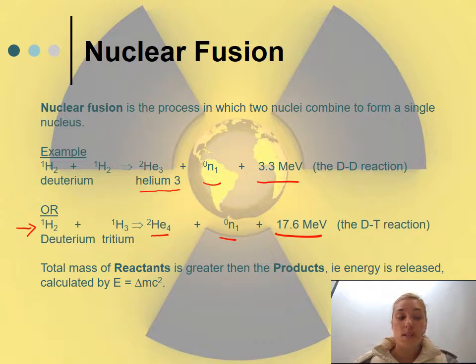So what you can see here is that there's a huge amount of energy being produced, and the reason for this is that the total mass of the reactants is actually much greater than the products. So if we added up all of those parts, and also the products, then the missing mass, our mass defect, is actually released as energy, and we can calculate that using our E is equal to delta m c squared.